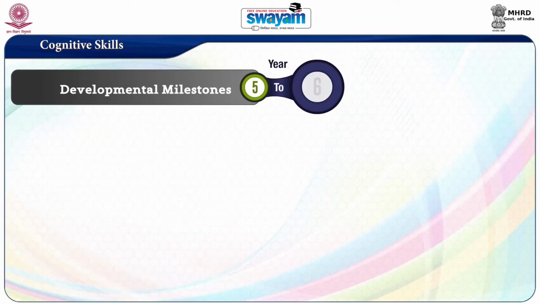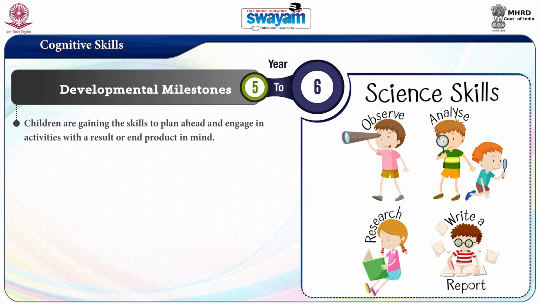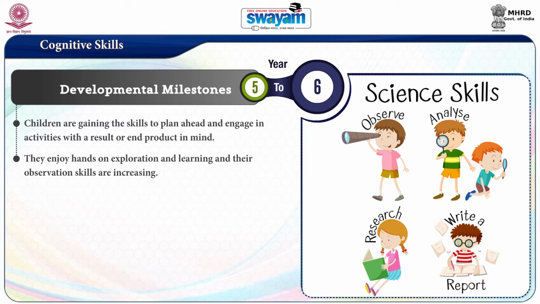When children are 5 to 6 years of age, they are gaining the skills to plan ahead and engage in activities with a result or end product in mind. They enjoy hands-on exploration and learning, and their observation skills are increasing. Concept formation is becoming more refined and precise during this time.